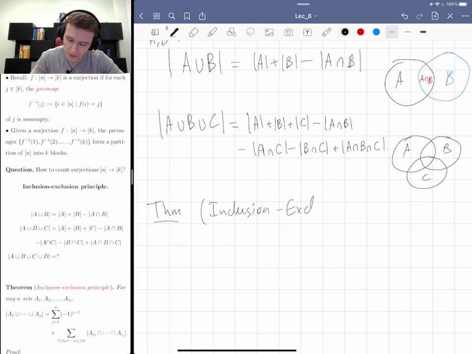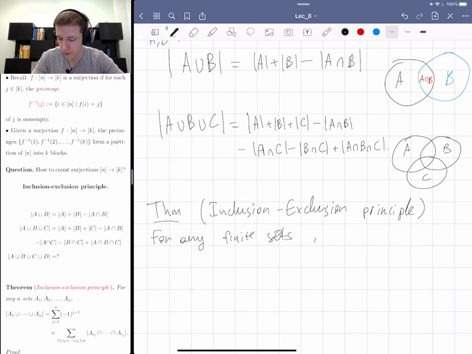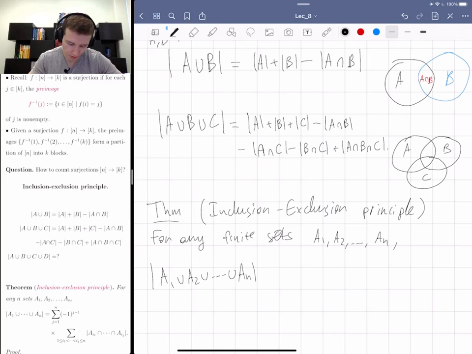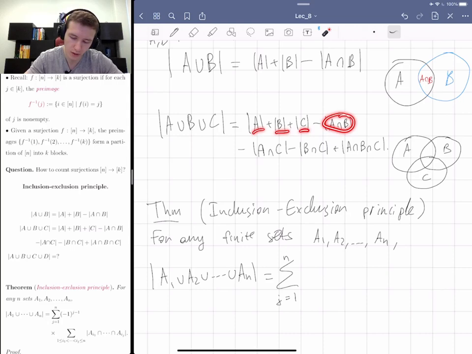It tells you that for any finite sets A1, A2, all the way up to An, if you want to count the size of the union of these sets, then the answer is going to be the sum over J from 1 up to n. So J is the number of sets in your intersection. So here J is equal to 1, here J is equal to 2, here J is equal to 3.